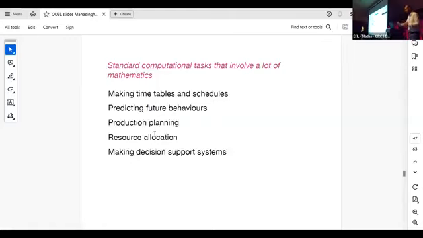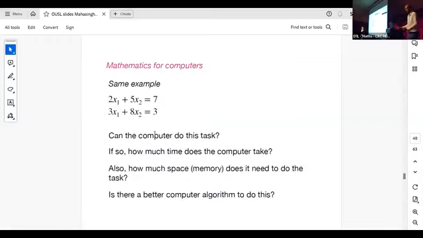So these are some tasks that I could think of. I just typed a few things that came to my mind. Some tasks that require a lot of math. As software engineers, right? Perhaps one day you may have to go through these things. Well, now go to the same example.